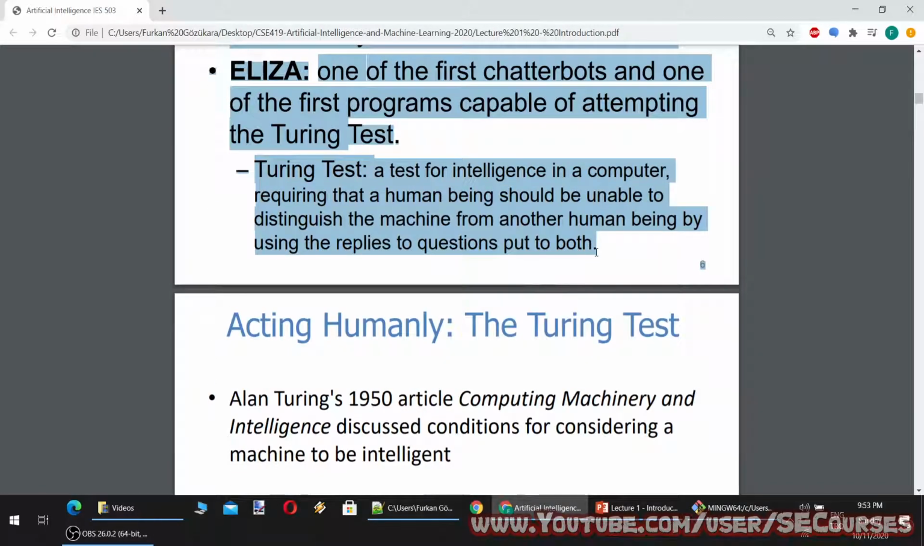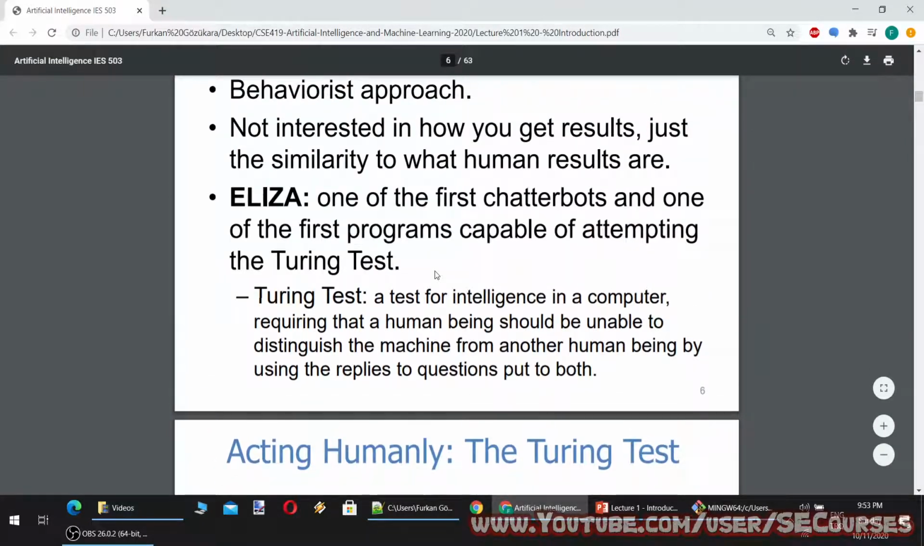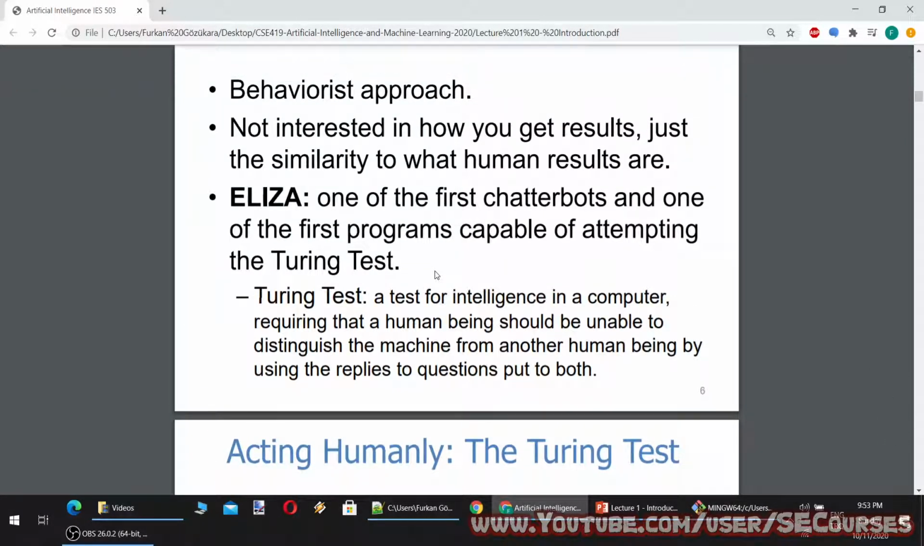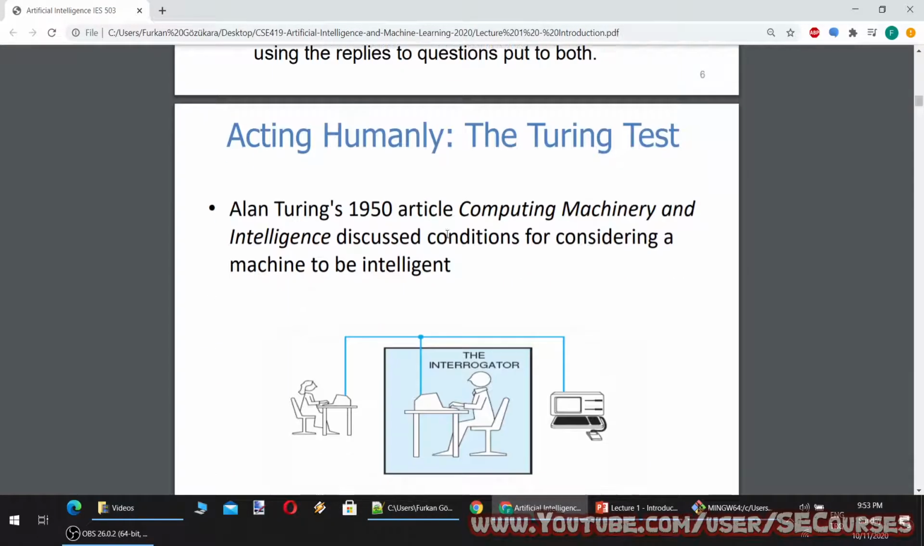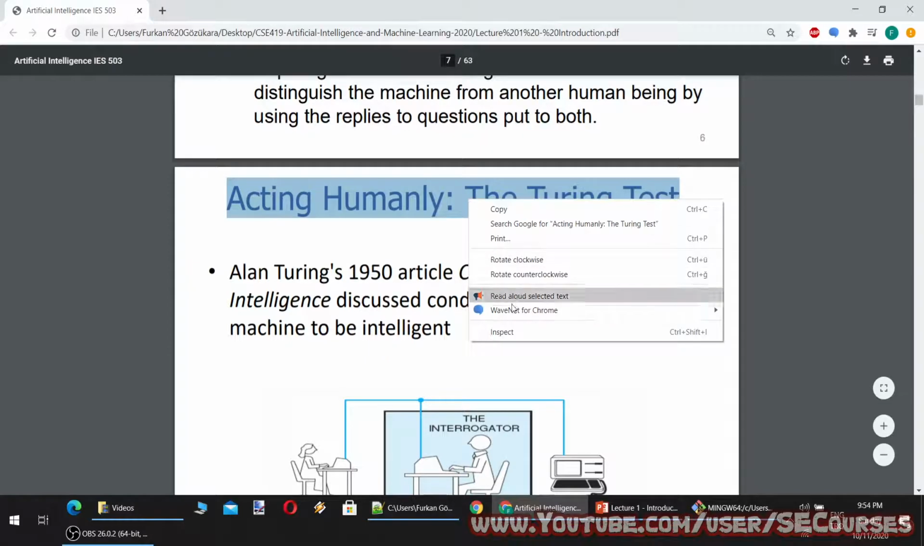Okay, so the Turing test is extremely popular in terms of artificial intelligence. Let's learn more about the Turing test.